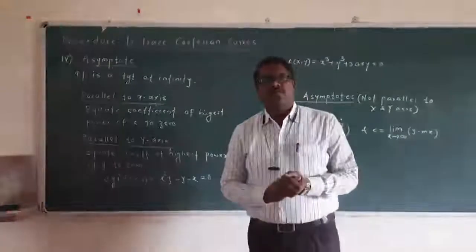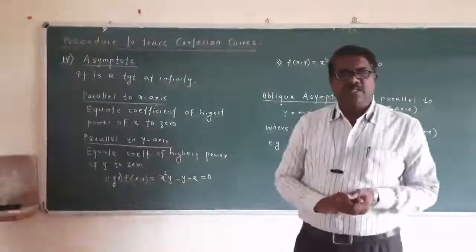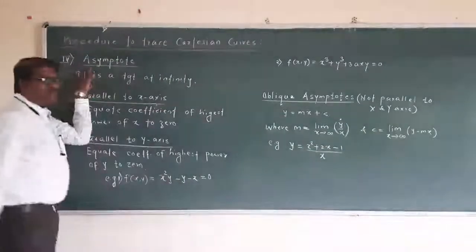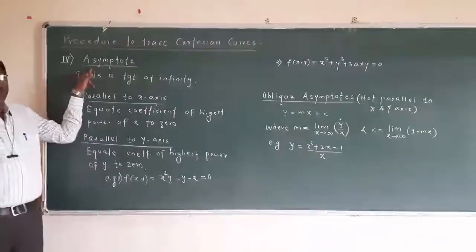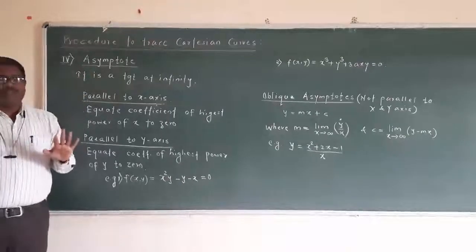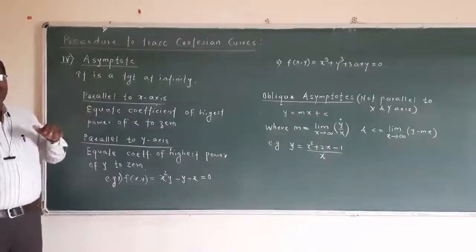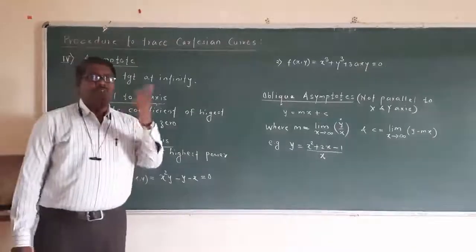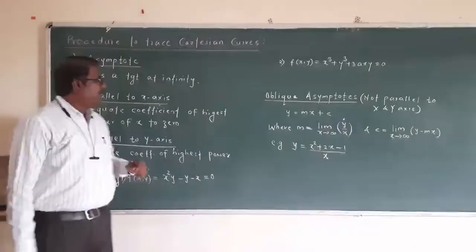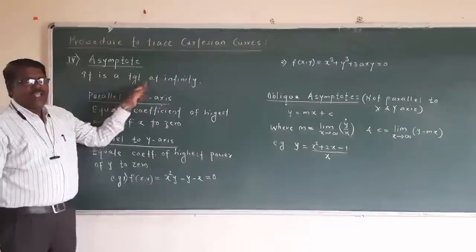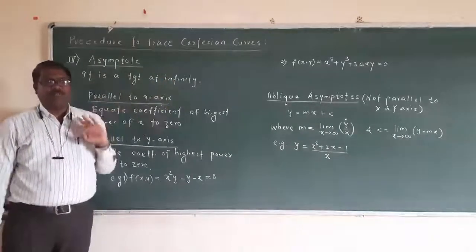Point of procedure to trace Cartesian curve, it is asymptote. What is exactly asymptote? Asymptote, it is not a curve. Asymptote, it is a line which touches the curve at infinity. So therefore I have written asymptote, it is a tangent at infinity to the given curve.